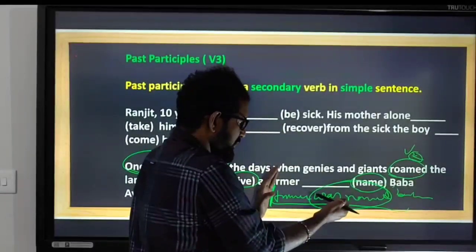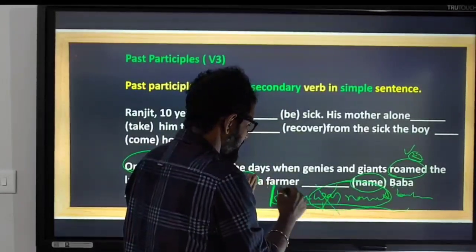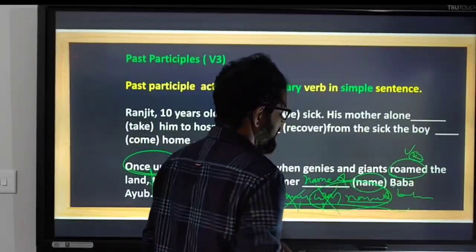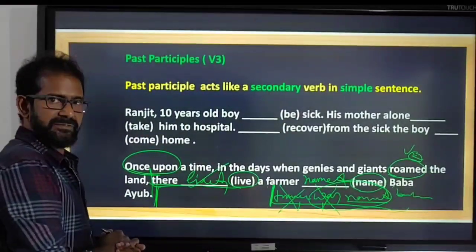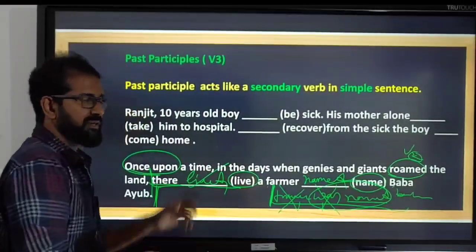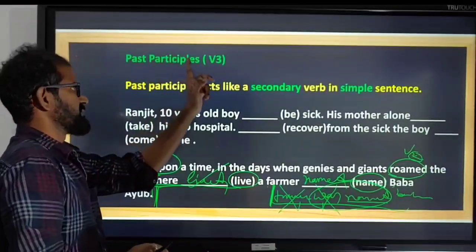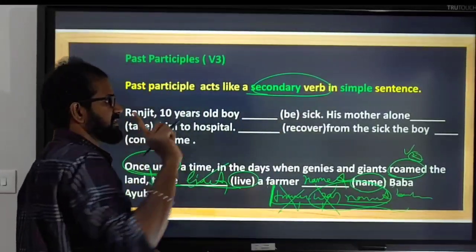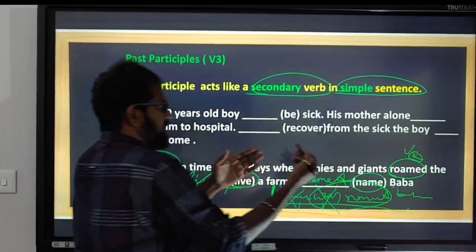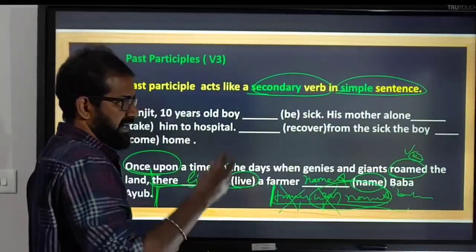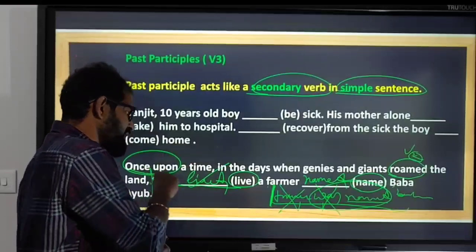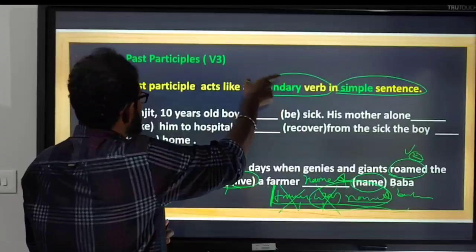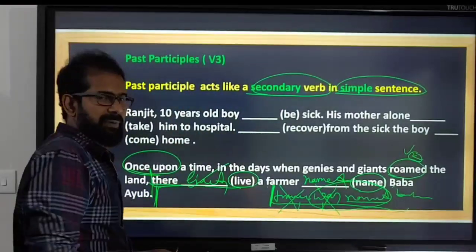But we don't use another main verb. We need a secondary verb. So simply, it's a passive form, we just go with named. Named Baba Ayub. So this is how we need to fill the blanks with the past participle. So past participle is used as a secondary verb in a simple sentence if the sentence is passive voice, and the main verb has to be used immediately after the subject, and the next blank or the next verb must change into past participle if it is a passive voice.